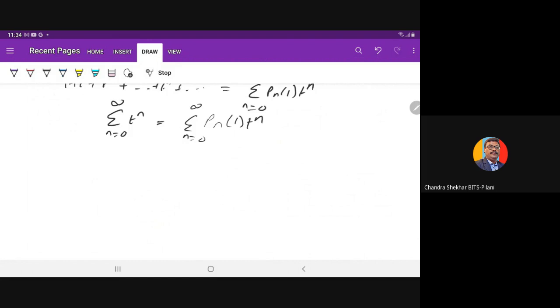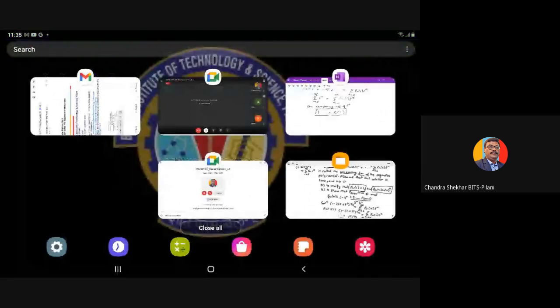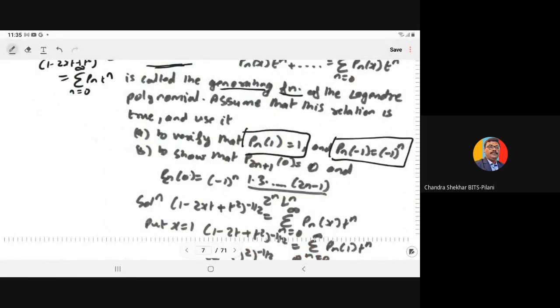So, on comparing the coefficient of t to power n, from this side we have 1, from this side we have Pn(1). That is the first relation. So on comparing, we have the following result. Clear? Similarly, in the second one, you have to compute Pn(minus 1) as minus 1 to power n.